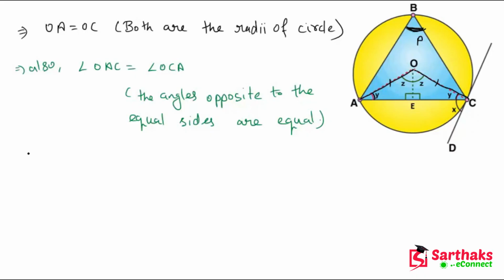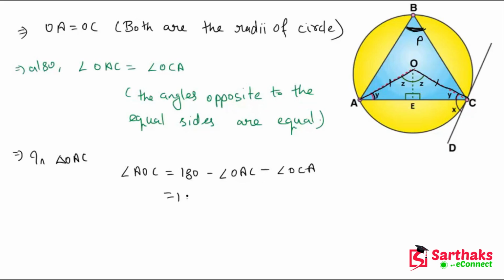This is an isosceles triangle. So in triangle OAC, we can write angle AOC is equal to 180 minus angle OAC minus angle OCA. We can write this because we know that the sum of all interior angles is equal to 180 degrees. So we can write it like this.